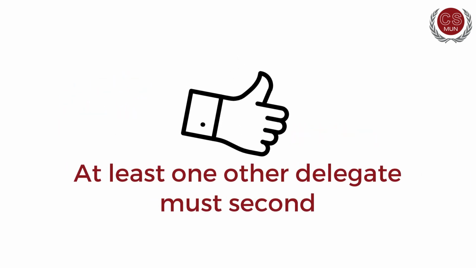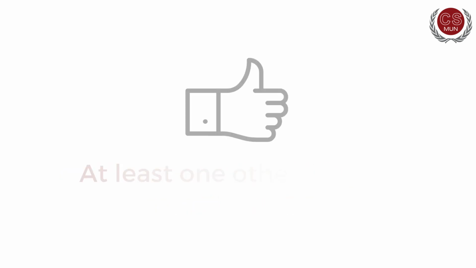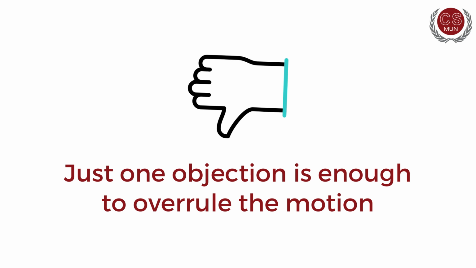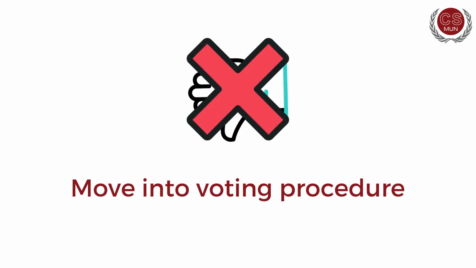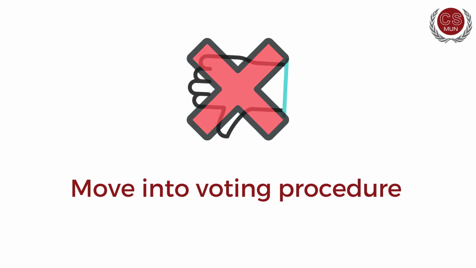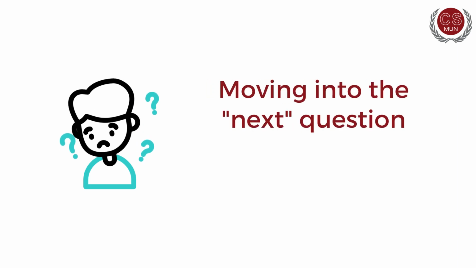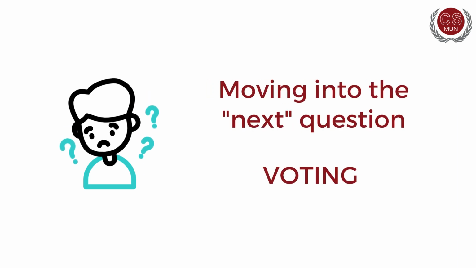At least one other delegate must second this motion. If someone disagrees, just one objection is enough to overrule the motion. If there are no objections, the chair can move into voting procedures unless they wish to prolong debate time. The name of this motion can be a little misleading because we are actually moving into the next question, that is the question of voting, and not the previous question.